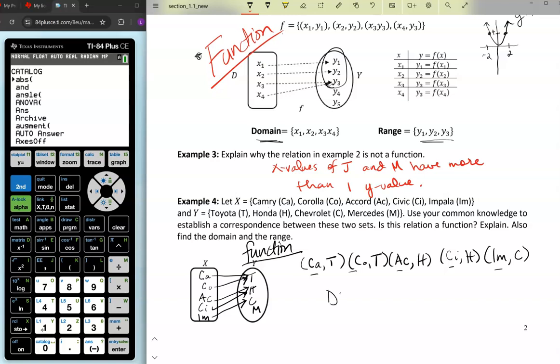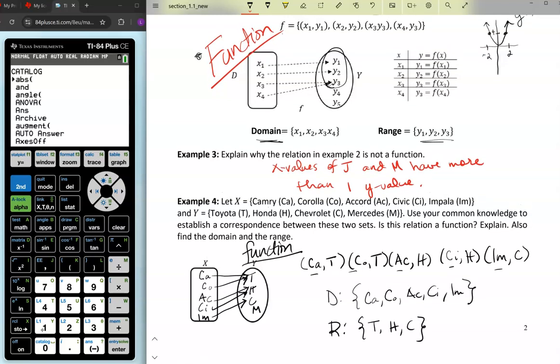Next, we need the domain. So the domain is made up of Camry, Corolla, Accord, Civic, and Impala. And the range is made up of the manufacturers that have arrows to them. And that happens to be a Toyota, a Honda, a Chevrolet.